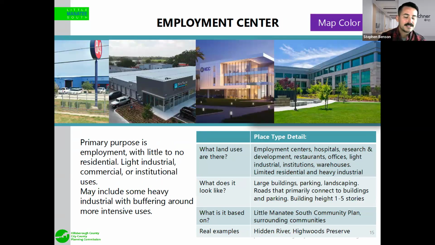Employment center. This is a combination of two of the place types that we presented to you in round two. This combines the industrial place type as well as the corporate park place type. So things that essentially produce jobs. So employment centers like hospitals, research and development, restaurants, offices, light industrial, and institutions. The primary purpose is employment with little to no residential. There may be some residential, but it's predominantly non-residential. We would also see light industrial, some commercial, and some institutional uses as well.